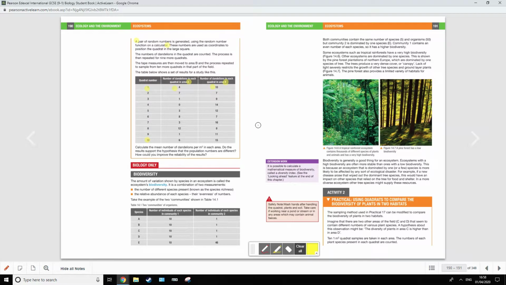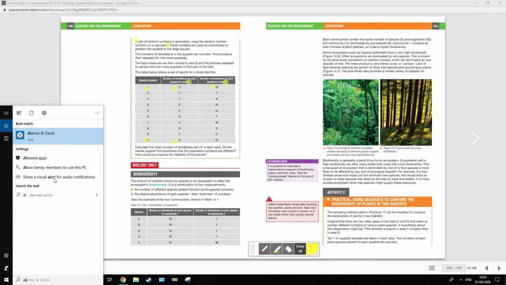So then you calculate an average. Calculate the mean number of dandelions per meter square in each area. Do the results support the hypothesis that the population numbers are different? How could you improve the reliability of the results? So if you take an average, basically 10 squares, you can basically add these numbers up, okay? And you basically take an average.